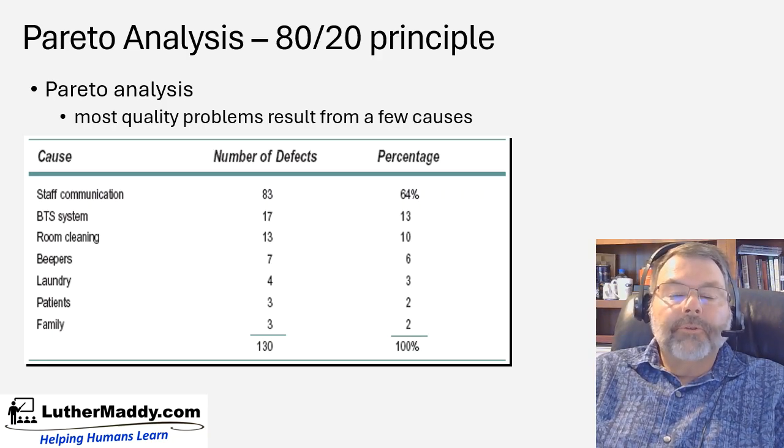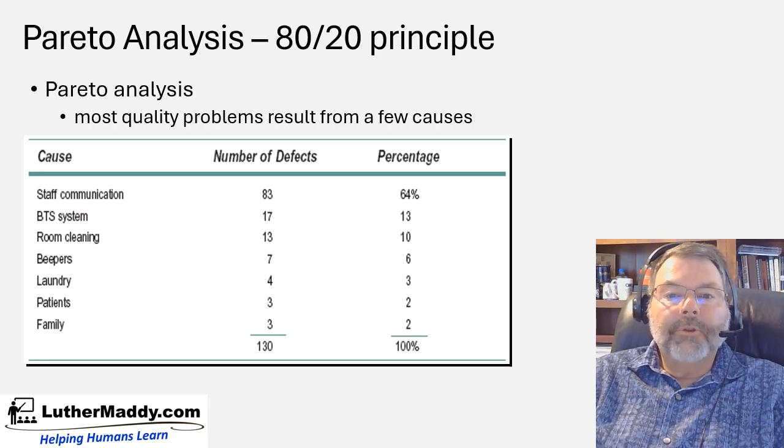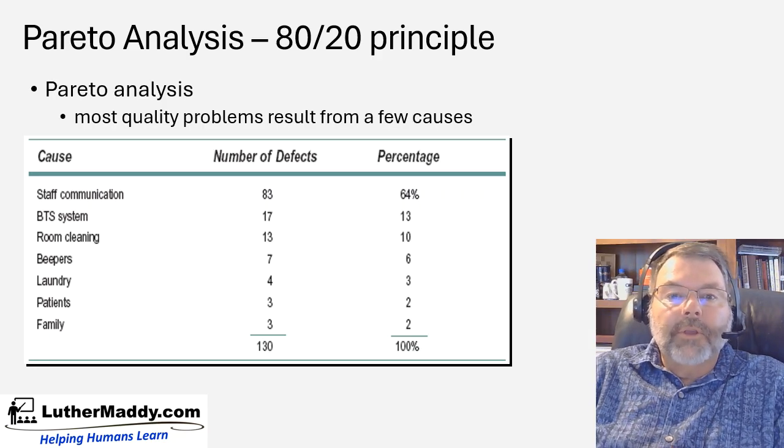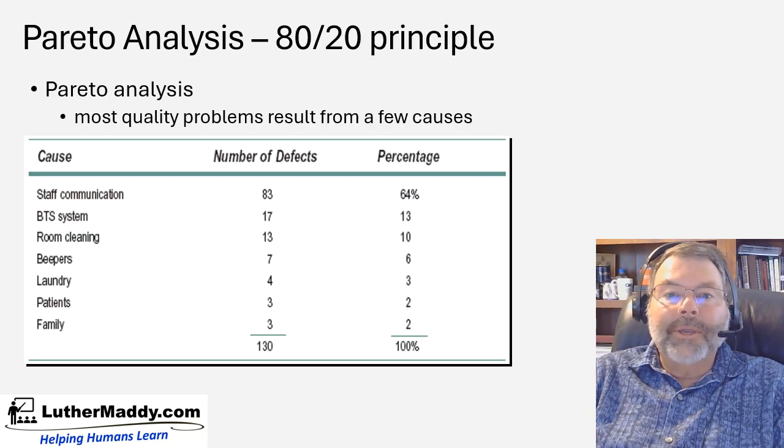The Pareto analysis, or the 80-20 principle, tells us that typically, in the case of quality, 80% of our quality problems or defects are going to be caused by 20% of the elements. Here we see a situation where staff communication has caused 83 defects, which as a percentage would be 64. The 80-20 principle works in just about everything, whether it be HR or anything else: 80% of the issues are usually going to be caused by 20% of the elements.